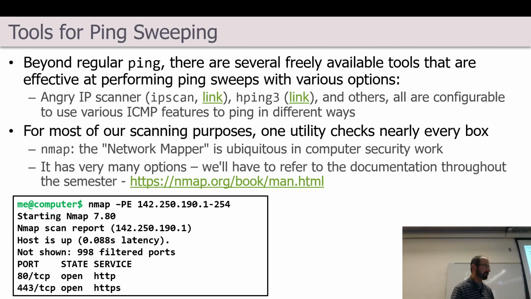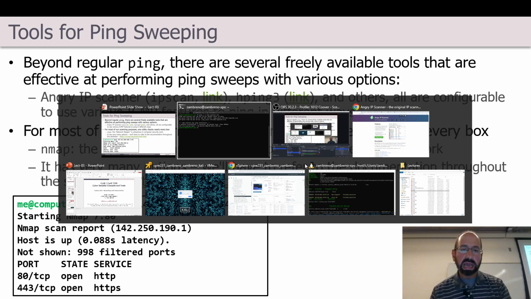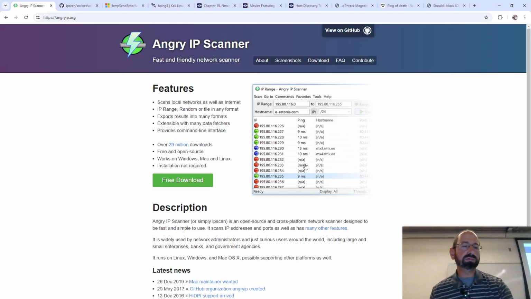There are all sorts of other applications that are great for doing ping: Angry IP Scanner, HPing. There are quite a few others, and they're all configurable to use various ICMP features to ping in different ways. I wanted to open up one of those quickly, so this was just the link that's provided there for the Angry IP Scanner. I think it's just called IP Scan. I don't recall why it's called Angry. There's nothing particularly angry about it.